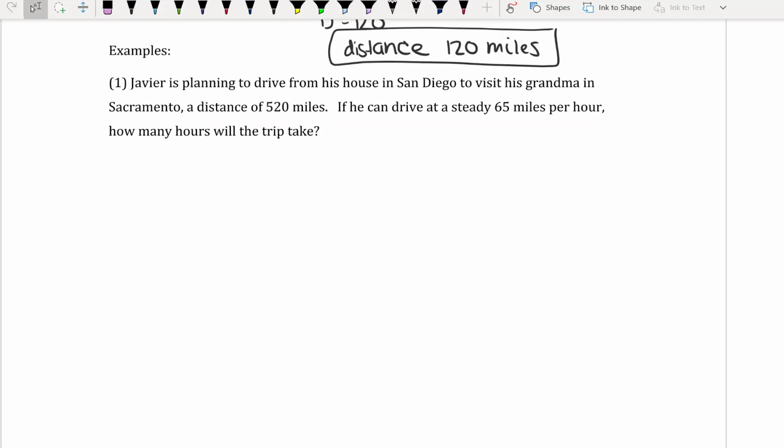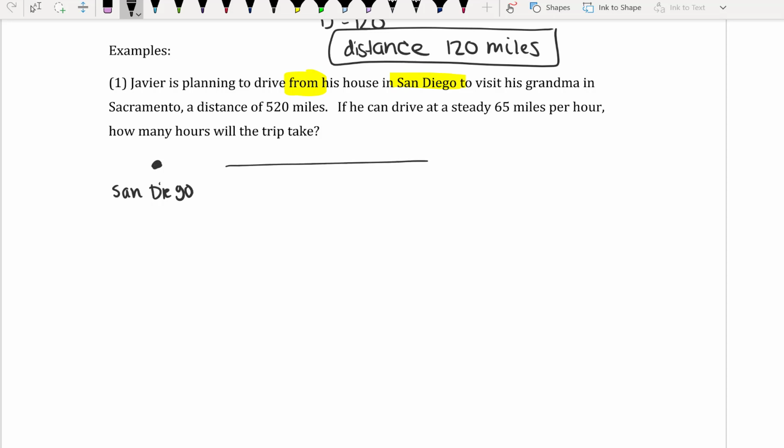The next example says, Javier is planning to drive from his house in San Diego to visit his grandma in Sacramento, a distance of 520 miles. If he can drive at a steady 65 miles per hour, how many hours will the trip take? So let's think about that. He is starting out in San Diego. Since it says from San Diego, that's where you start.